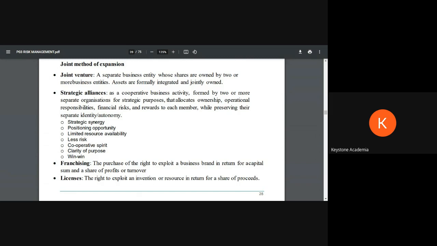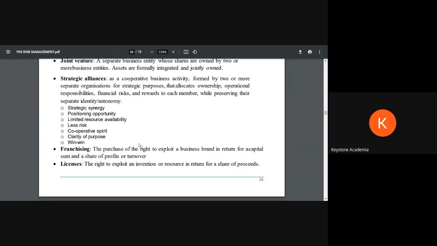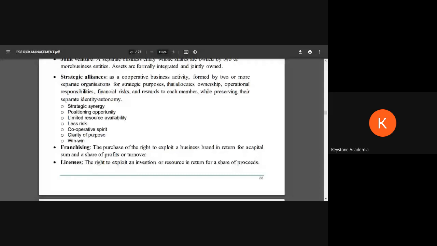However, we need to be careful. If we do a strategic alliance with a very big company, let's say Google does a strategic alliance with a medium company, definitely Google will overpower it. Even in the contract and after that also, they will influence it. So it won't work out. Usually if they are the same size, it will work out. It is a cooperative business activity formed by two or more separate organizations for strategic purposes that allocates ownership and operational responsibility. Basically, risk and return both are taken care of.